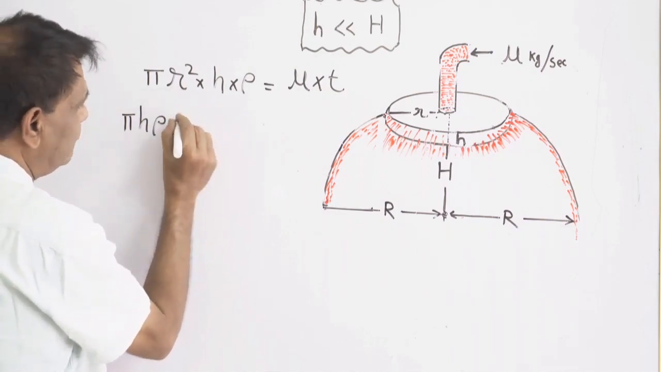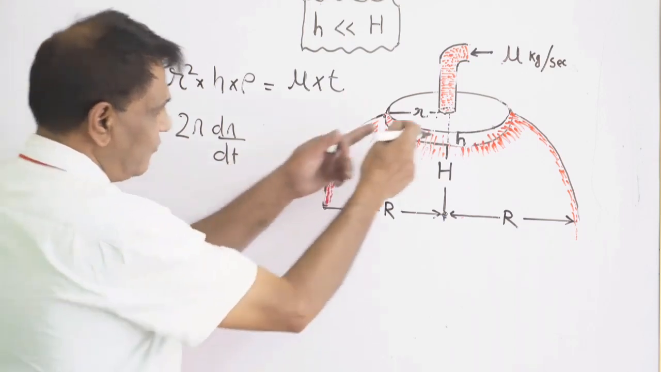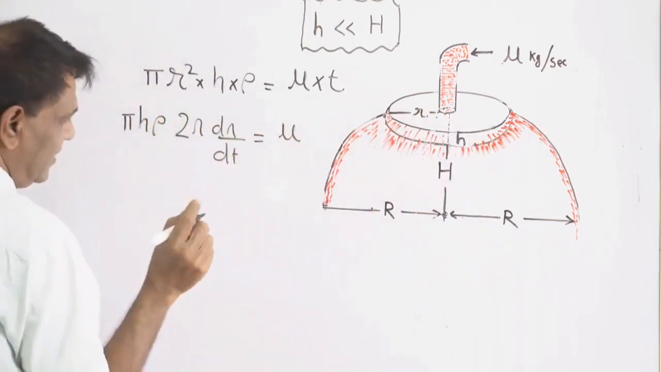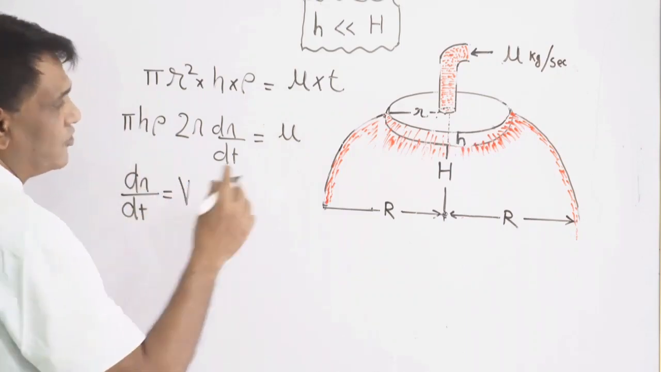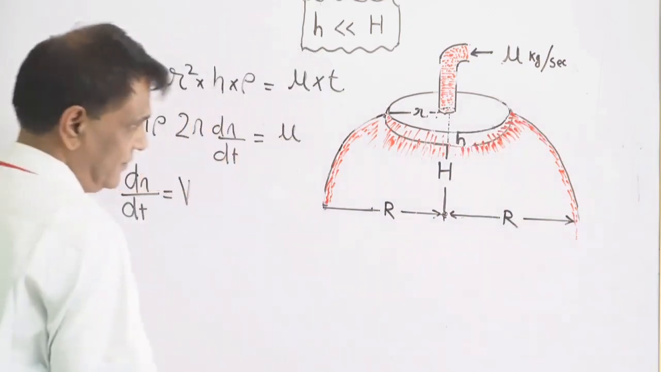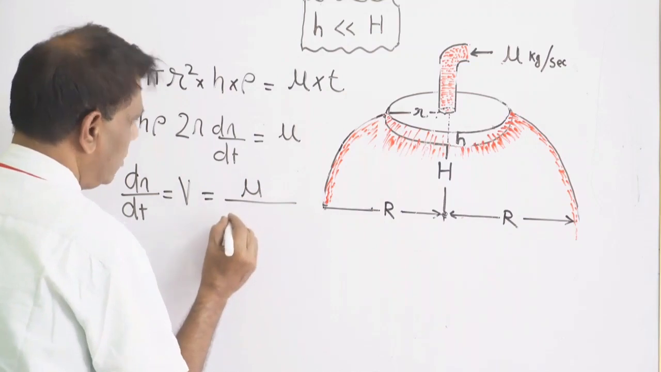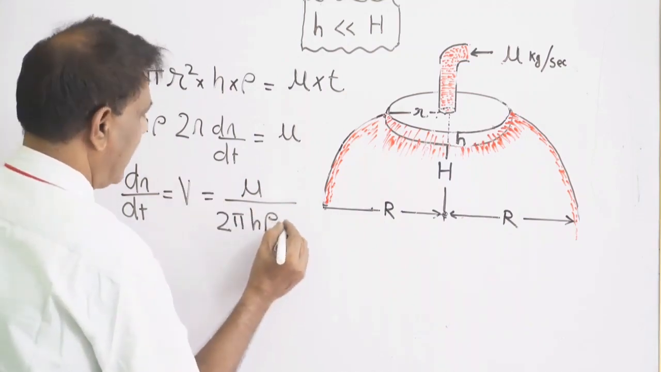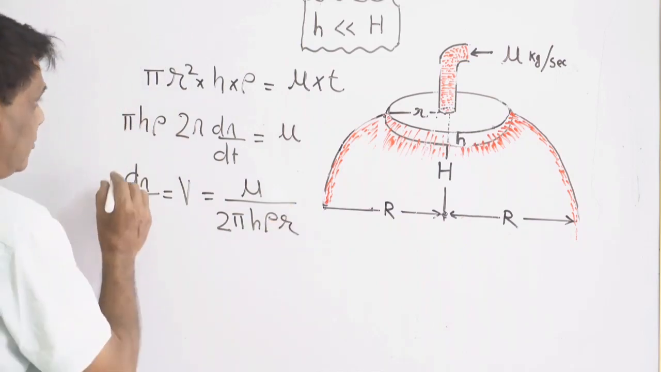With respect to time, we'll get 2r dr by dt, that is the rate of increase of radius, equal to mu. Now this rate of increase of radius is actually the velocity of water coming out of the gap. So this is the velocity, which is given by mu over 2 pi h rho r. This is what you are going to get. So this relation you have got.